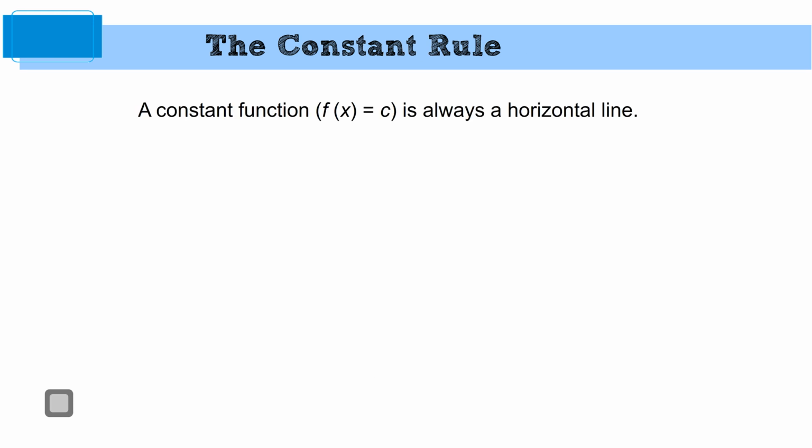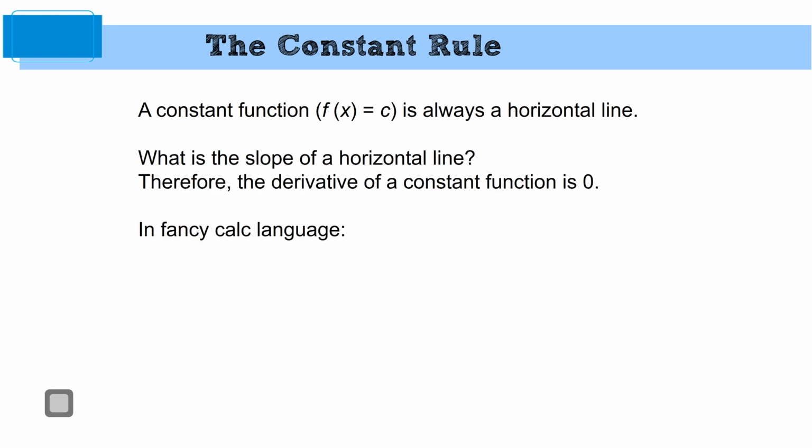Constant rule. If we have a constant, f of x equals c, you take the derivative, you get 0. Okay, we did that already.